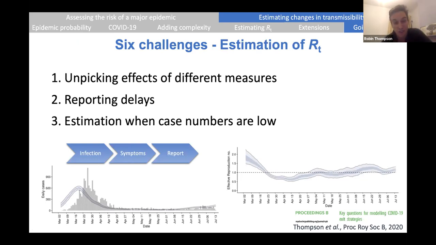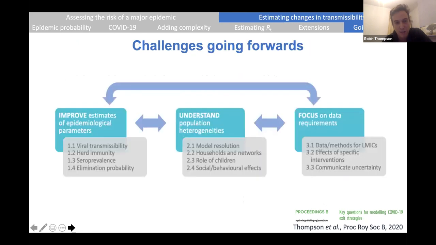And there are a number of different challenges. They're split into three distinct groups. One of the groups is about improving estimates of epidemiological parameters. One of them is about understanding heterogeneities between individuals in populations. And a final one is a challenge to use epidemic models in order to understand the data that are required for planning COVID-19 exit strategies with more precision.